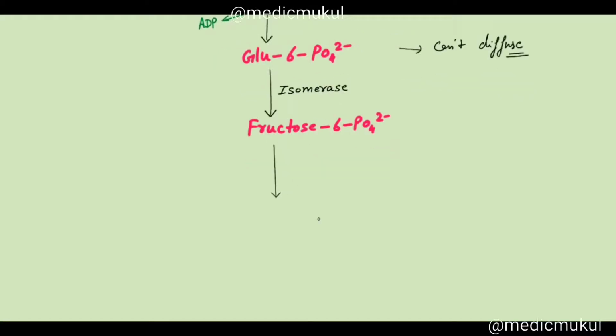Then the next step. Here fructose 6 phosphate is phosphorylated again, meaning one more phosphate is added, making fructose 1,6 bisphosphate. Again, because there is a phosphorylation, energy is required. That is, ATP will be converted into ADP.